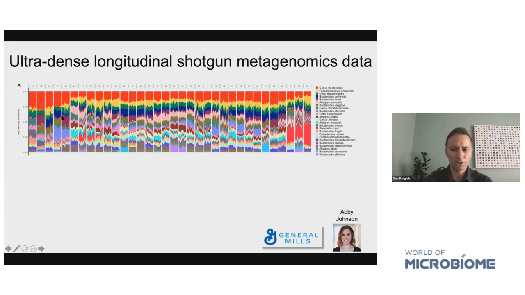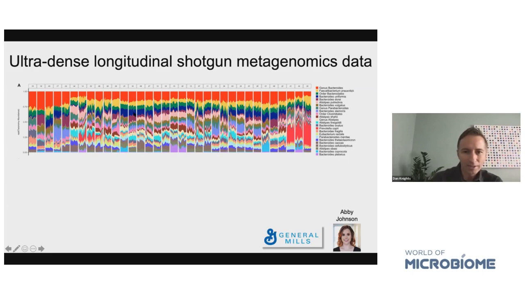She collected these daily shotgun metagenomics samples from 34 people over the course of 17 days. The study was sponsored by General Mills. And we have here visualized the species level variation in these people over time. So every color represents a different species. It's actually the first time that we were ever able to visualize this on a daily basis for a cohort of people, because we did such dense shotgun sequencing.